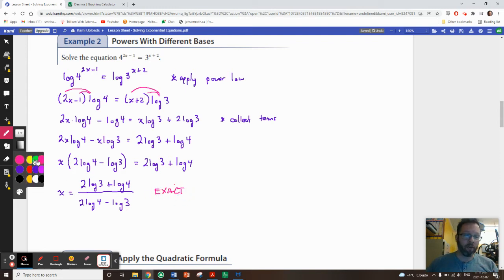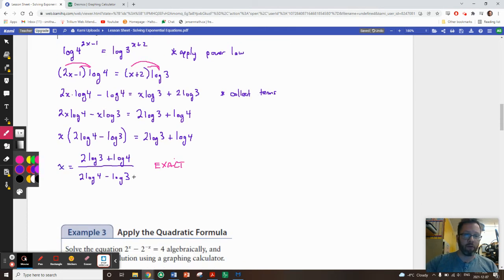Let's find the approximate value to this one. Let's get it to maybe 2 decimal places. Equals approximately. So you may choose to do this in a couple different steps on your calculator, or you may just choose to use brackets like I'm doing and punch it in all at once. It's your life. I'm not your dad. You do what you want. 2 log 3 plus log 4 divided by 2 log 4 minus log 3. And I got approximately 2.14. And this would be the approximate solution.